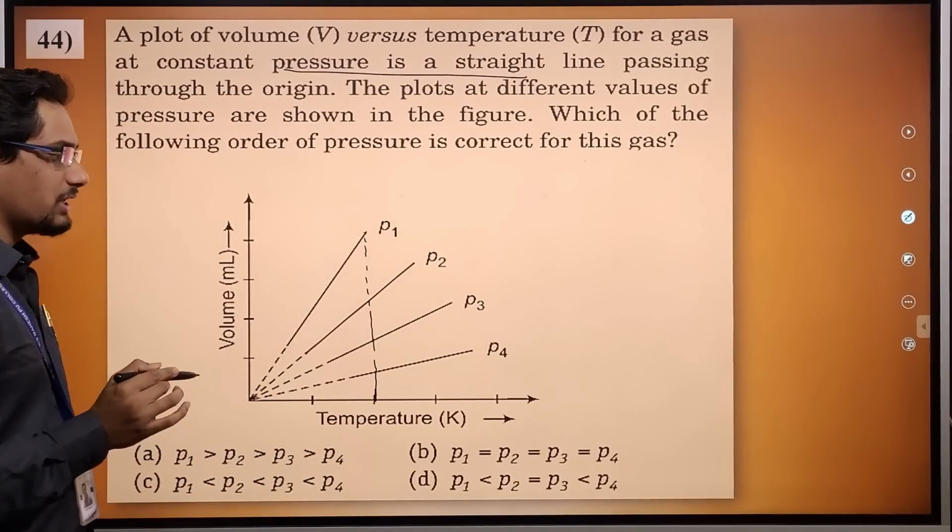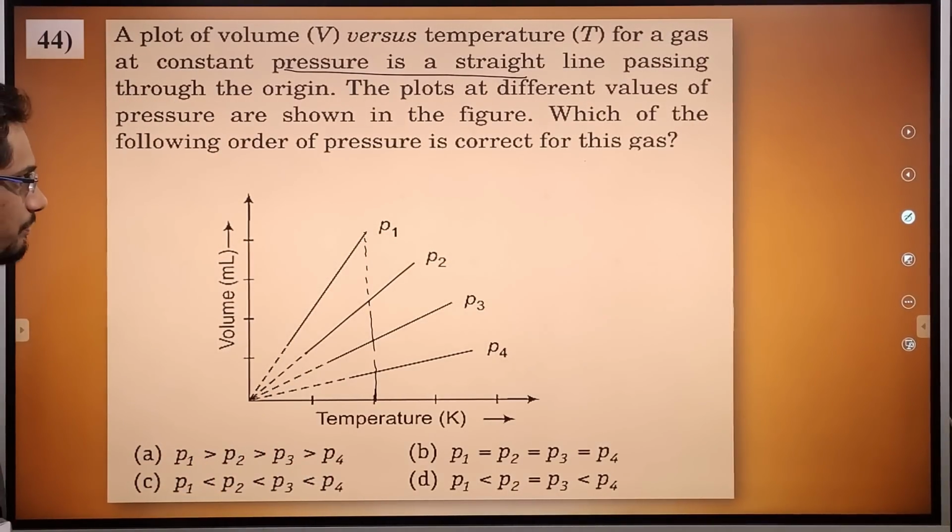Now if I make the temperature constant, it will become Boyle's law, correct?